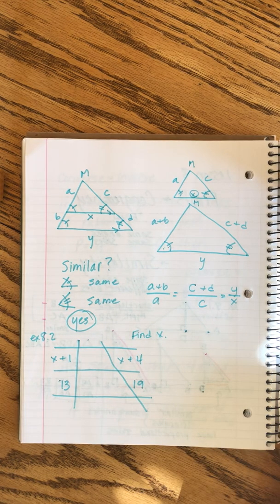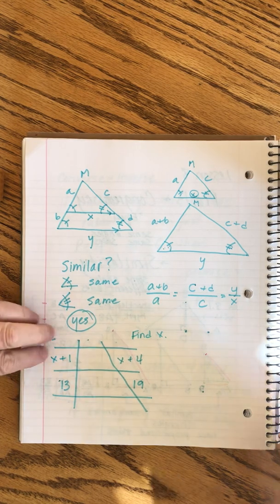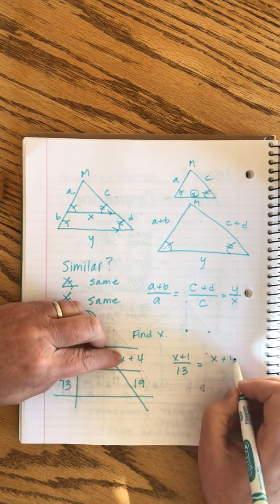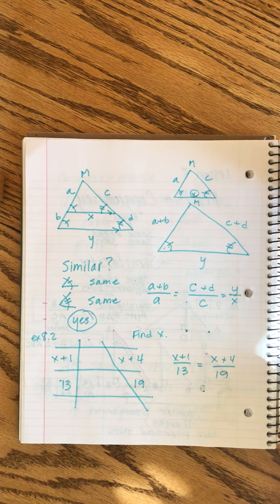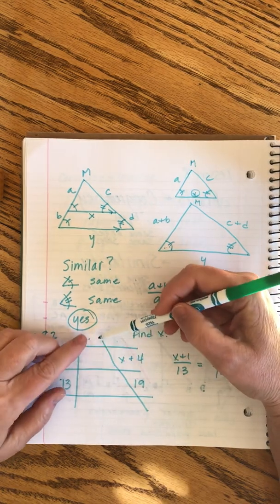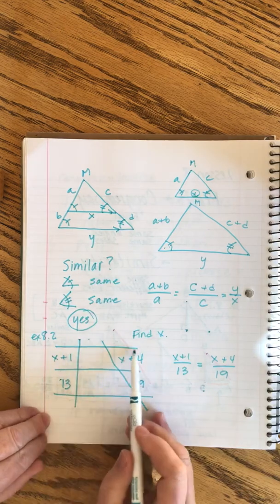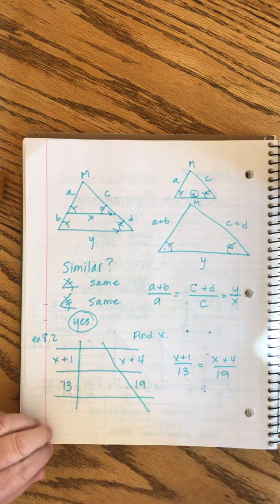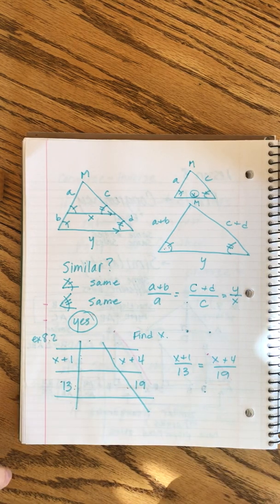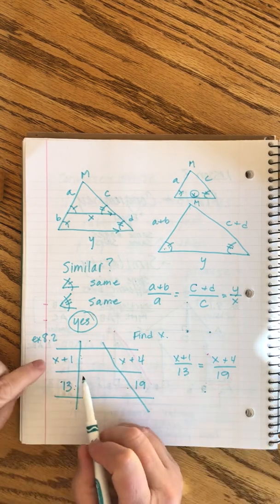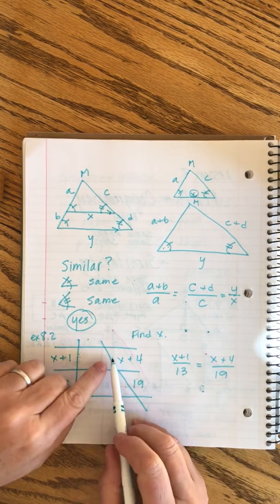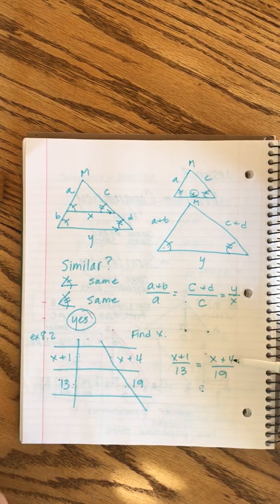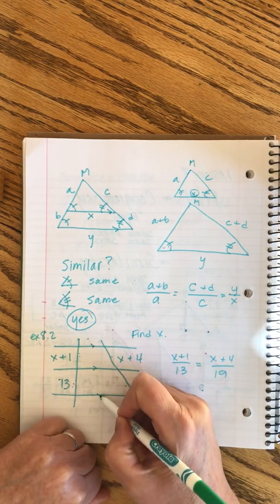We know that these guys are proportional. x plus 1 over 13 is going to be equal to x plus 4 over 19. The reason we know that they're proportional is that when transversal lines cut the same set of parallel lines, these segments are proportional. You knew that. I know you knew that. So that's why we can write, okay, top to bottom equals top to bottom. The proportion will be the same. The absolute lengths aren't the same, but the proportions are. These are all parallel lines, so that's important.